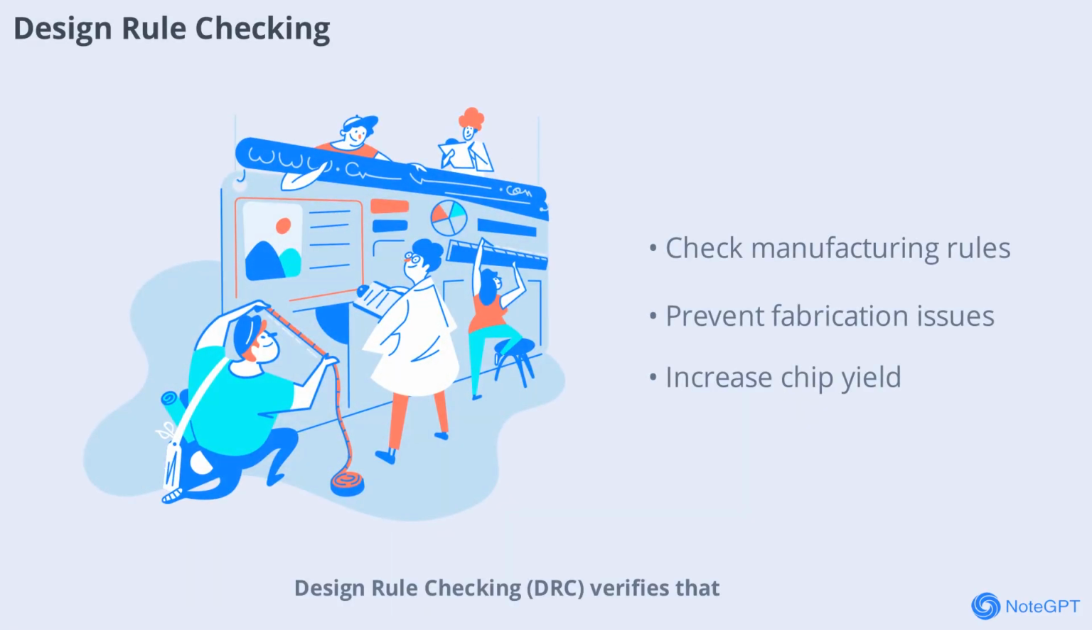Design rule checking (DRC) verifies that the physical layout complies with manufacturing rules. DRC tools check for violations like minimum spacing, width, and overlap. Ensuring compliance prevents fabrication issues and increases yield. DRC is an essential step before sending the design to fabrication, safeguarding against costly errors.